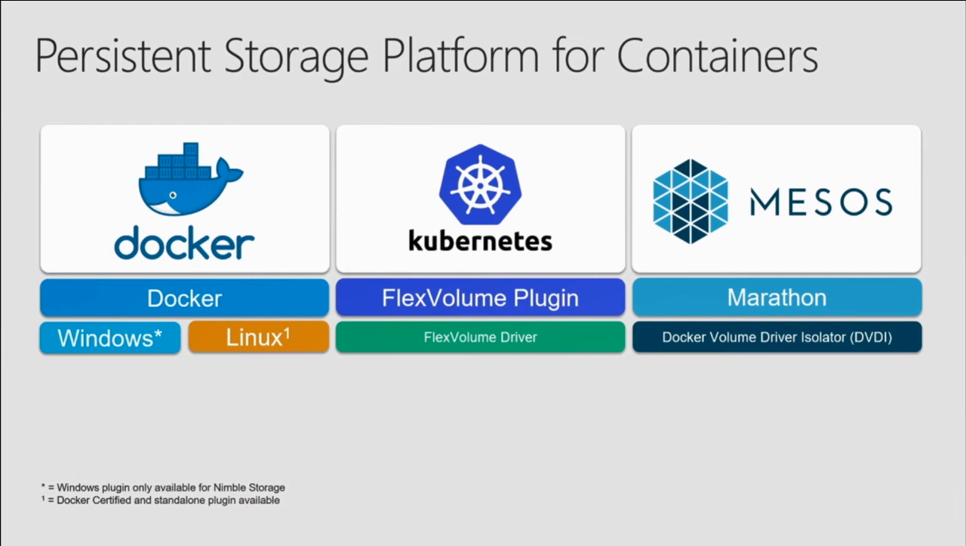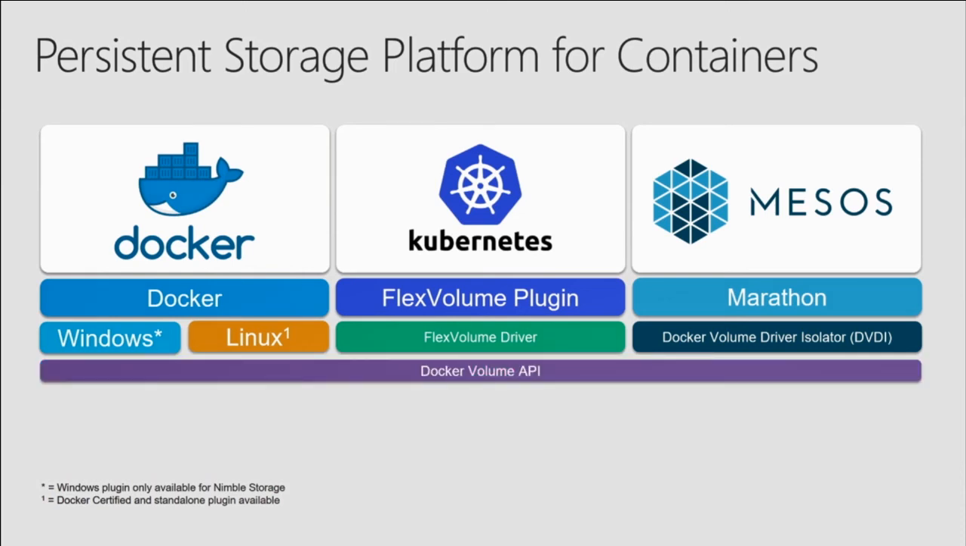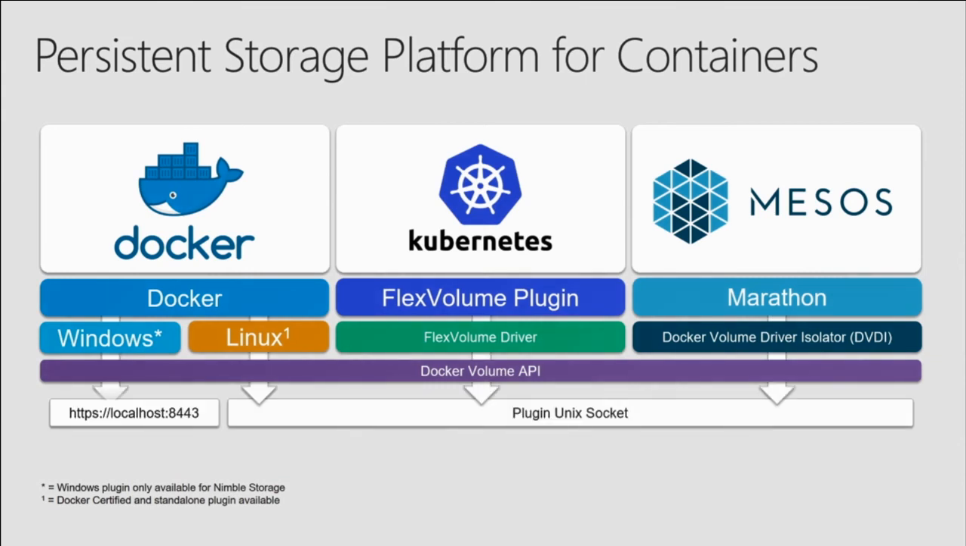And looking at Mesos and the Marathon scheduler, they have something called a Docker volume driver isolator, right? And if you look at the least common denominator between all these orchestration frameworks, if you can plug into the Docker volume API, as we've done with our flex volume driver, you're pretty much good to go to be able to provision storage to all these orchestration frameworks.